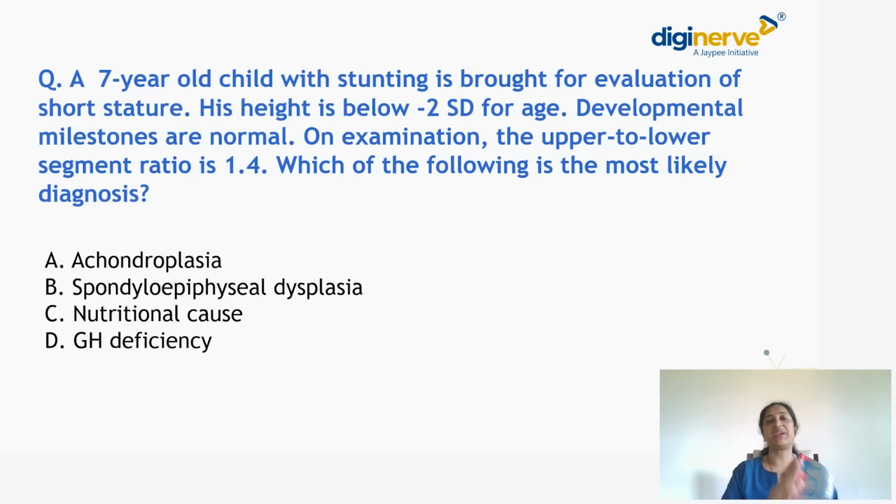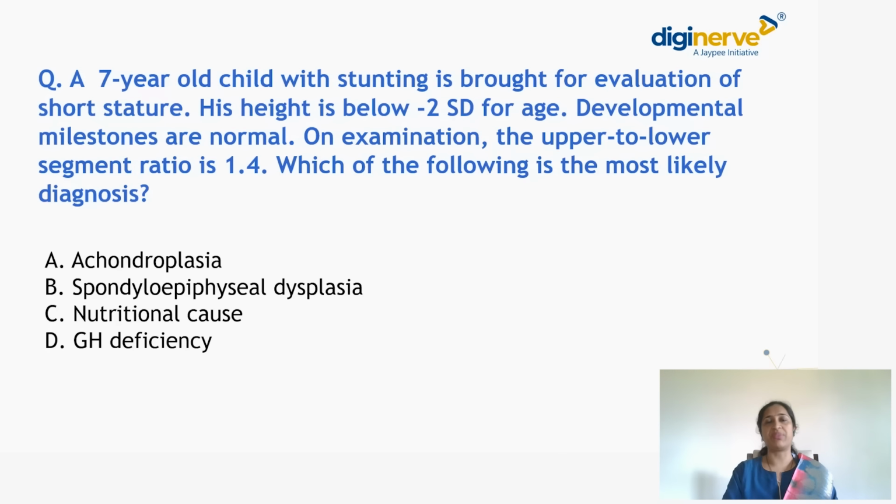Now, when upper segment, lower segment ratio was taught, it was taught to you that there are two types of short stature, disproportionate and proportionate. Proportionate short stature means the upper segment, lower segment ratio, as is supposed to be for age, is maintained. That is proportionate short stature. Then what is the upper segment, lower segment ratio for age? Now at birth it is 1.7 is to 1.